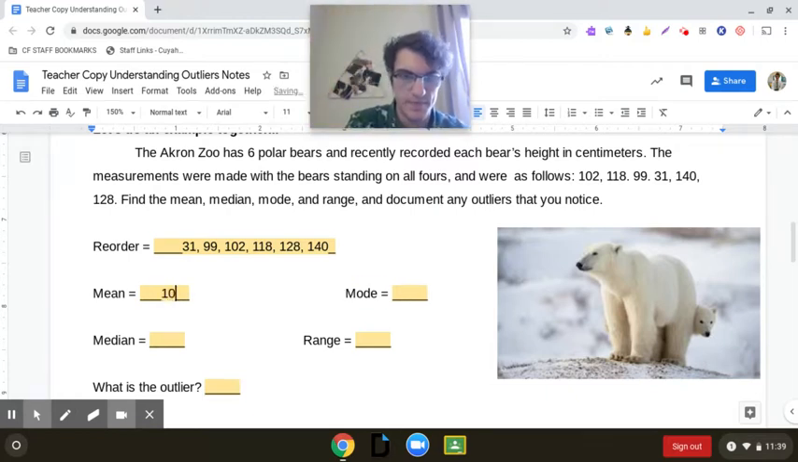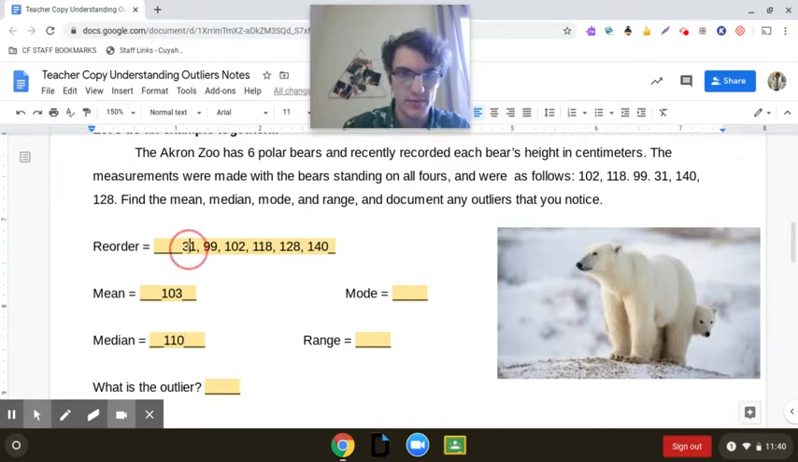All right. Then the median. So the median, we start with our greatest value, then our least value, then our next greatest, then our next least. We end up with 2 values in the middle. So if you remember from that last lesson, to find the median, you're going to have to add these 2 up and divide by 2. So 118 plus 102 is 220, and then divide that by 2. That is 110. So the median is 110.